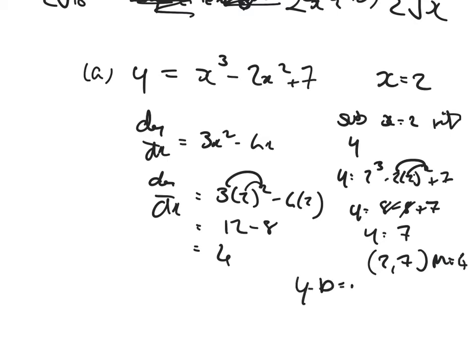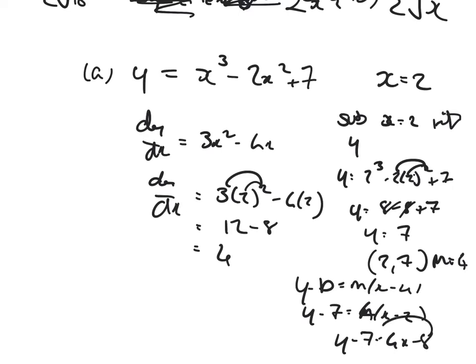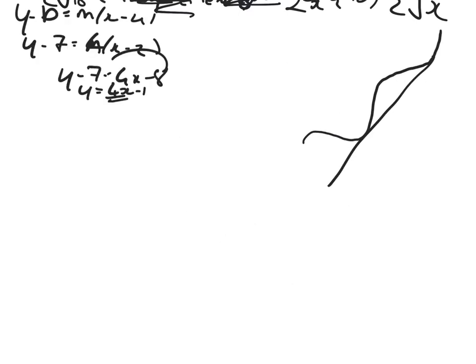Y minus b is equal to m bracket x minus a. Y minus 7 is equal to 4 bracket x minus 2. Y minus 7 is equal to 4x minus 8, and that will be y equals 4x minus 1. Okay, we're then asked, part B, to find the point where the tangent cuts the curve again.